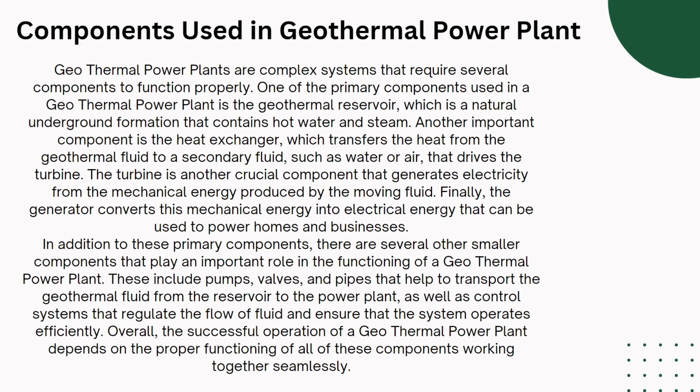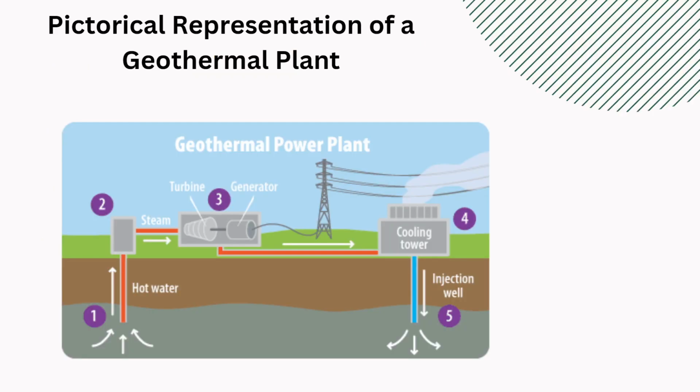In addition to these primary components, there are several other smaller components that play an important role in the functioning of a geothermal power plant. These include pumps, valves, and pipes that help to transport the geothermal fluid from the reservoir to the power plant, as well as control systems that regulate the flow of fluid and ensure that the system operates efficiently. Overall, the successful operation of a geothermal power plant depends on the proper functioning of all these components working together seamlessly. This is a pictorial representation of a geothermal plant.